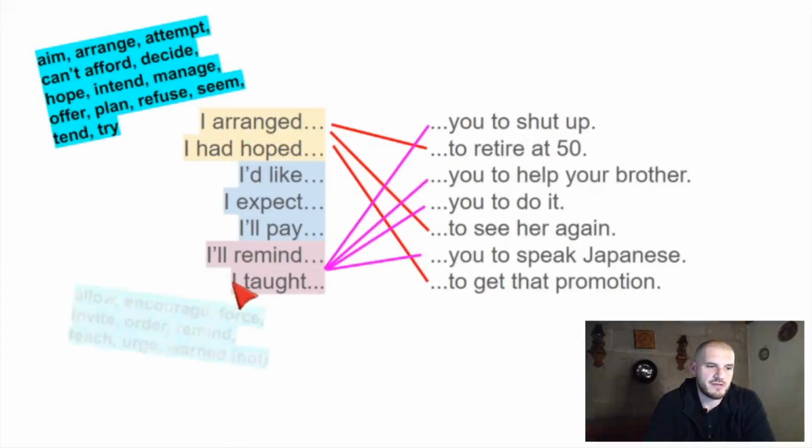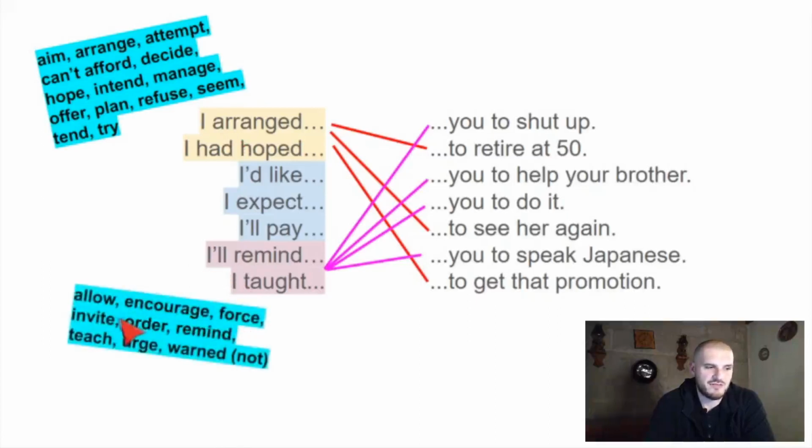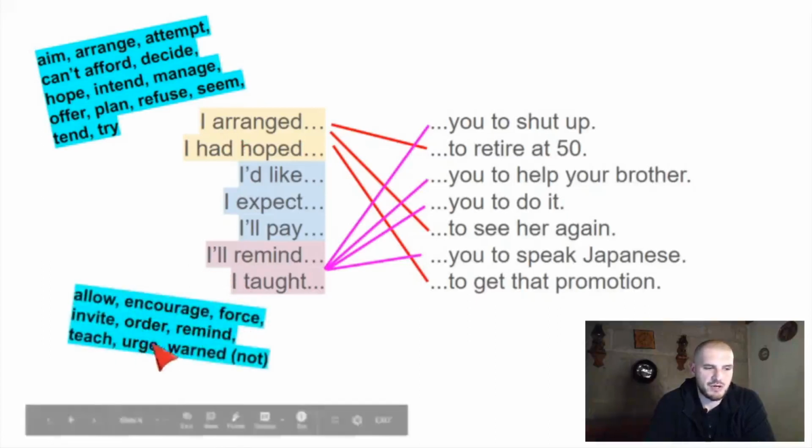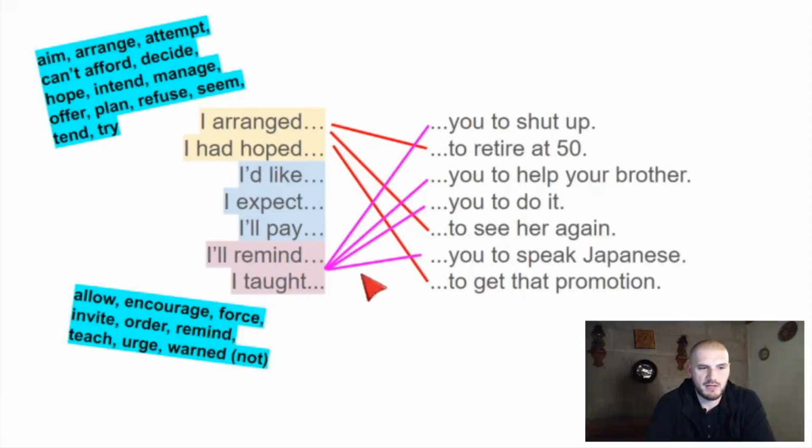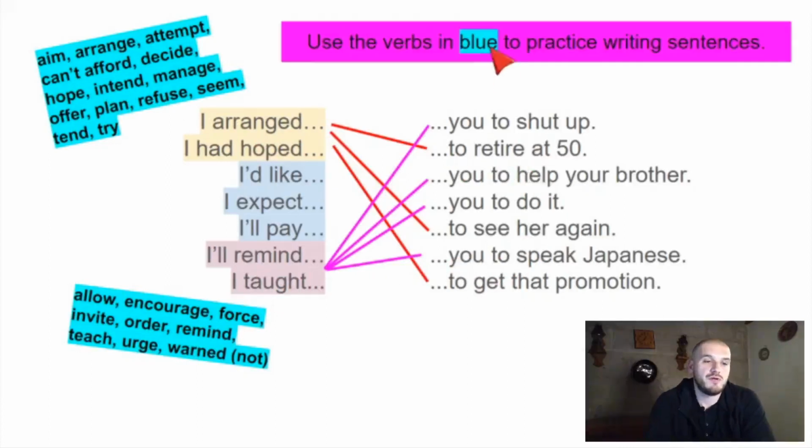And with these guys we have allow, encourage, force, invite, order, remind, teach, urge, and warn not to. Okay, so these are similar to these in the sense that they only go with object and then infinitive. And these verbs are similar to these verbs in the sense that they can only work with an infinitive. Use the verbs in blue to practice writing sentences, okay? So you can write these sentences in the comments on the YouTube video, or you can share them in the Facebook group.